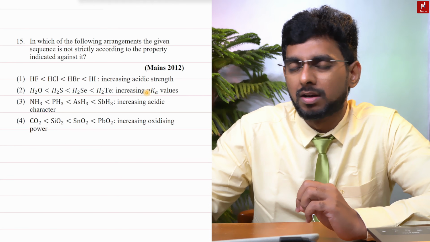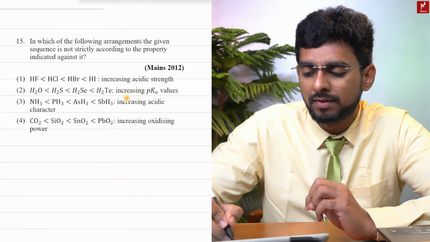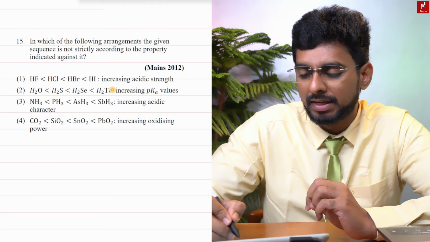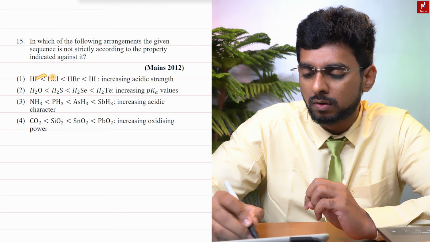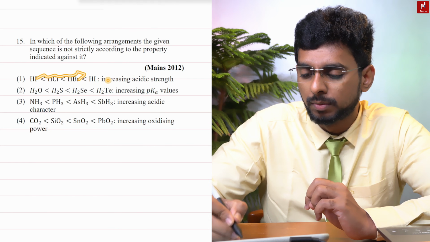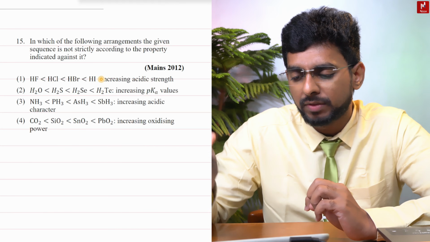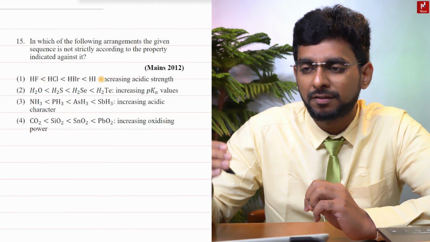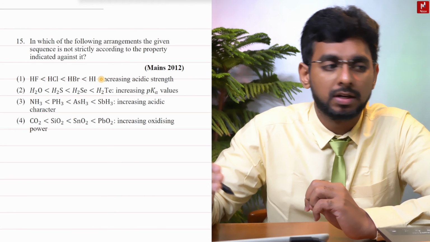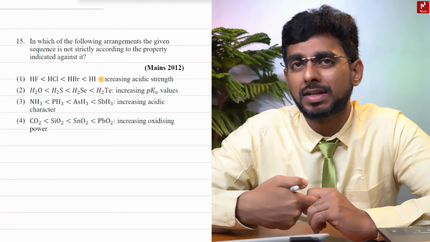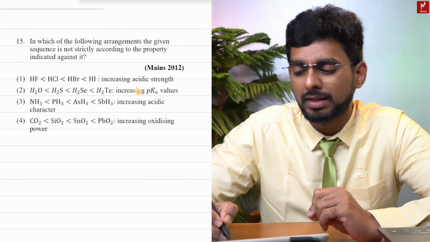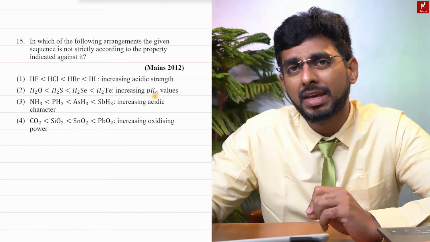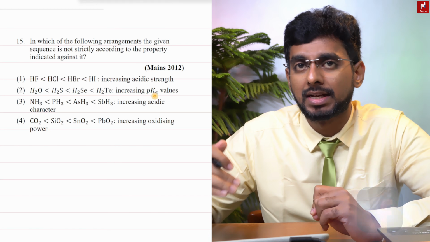That's going to be less acidic or more basic, whatever it is. Here, what they have given is increasing pKa value. Increasing acidic strength makes sense because as you move down the group, it should be obvious that the acidic strength increases. If acidic strength increases, then pH value has to decrease, right? So these two have to be oppositely related. Same thing with the case of pKa. If pKa value decreases, then acidic strength has to increase.